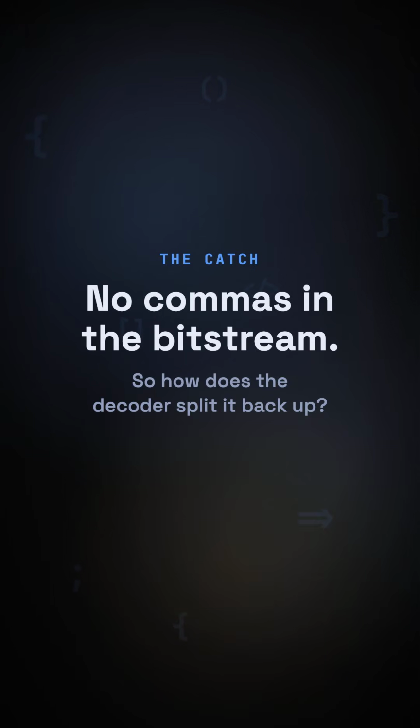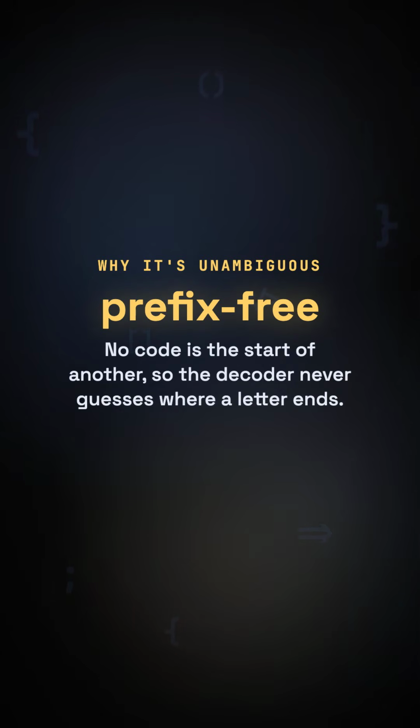But if codes have different lengths, how does the decoder know where one ends? There are no commas in the bit stream. The quiet genius: because every letter sits at a leaf, no code is ever the start of another. Since A is one specific bit, nothing else may begin that way. That's the prefix-free property, and it makes the bits unambiguous.